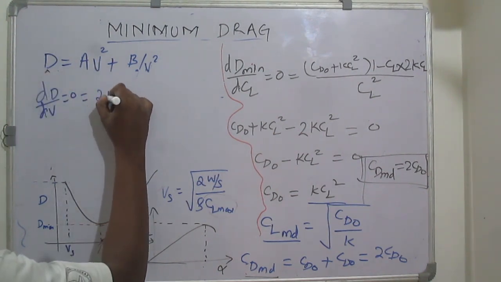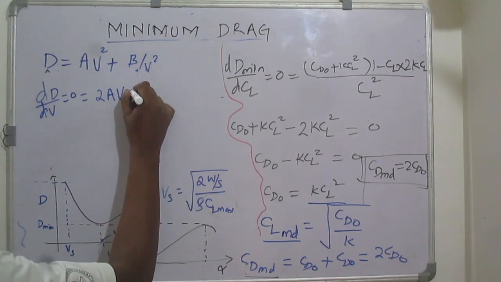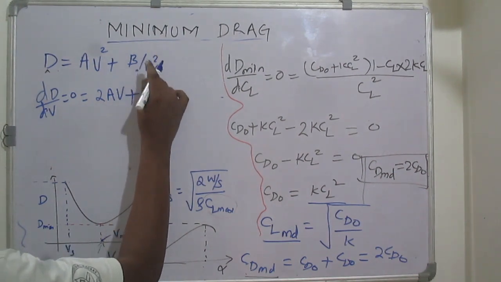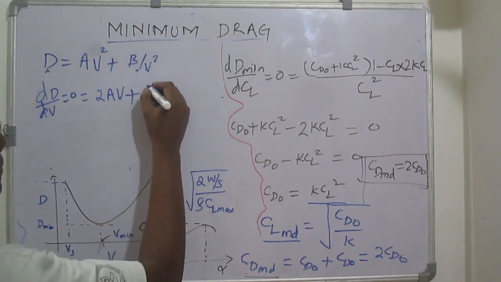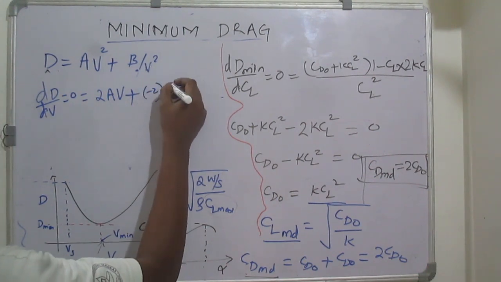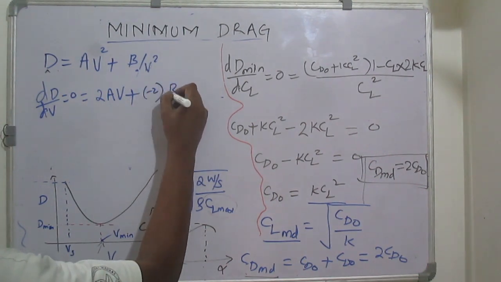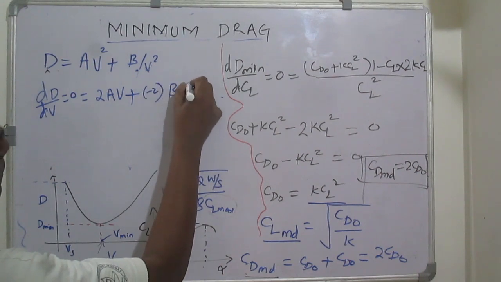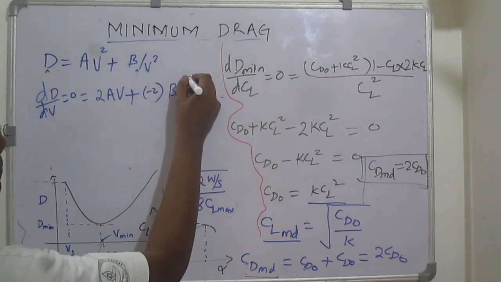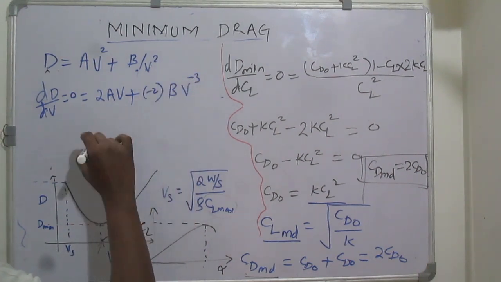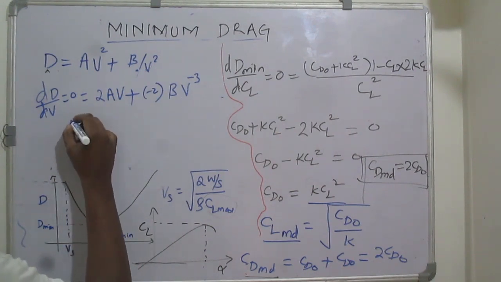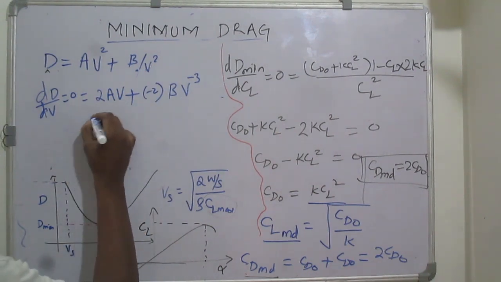So 2AV plus, okay, we are just bringing it to the numerator, so it will be minus 2 into B V minus 2 minus 1, so nothing but minus 3. So this is equal to 0. So we can just further simplify this.